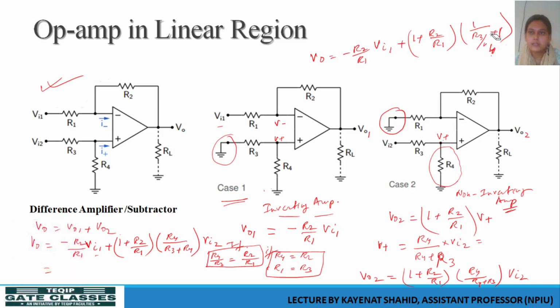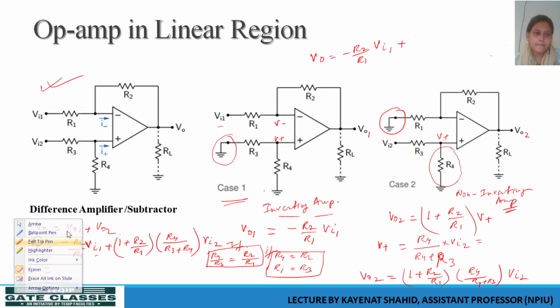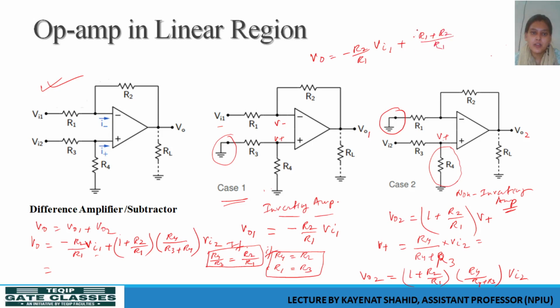I will just make it much simpler. If we can just solve it like this, I know you all know how to calculate it. So this can be written as R1 plus R2 by R1, and this is nothing but R4 over R3 plus R4, that is VI2.